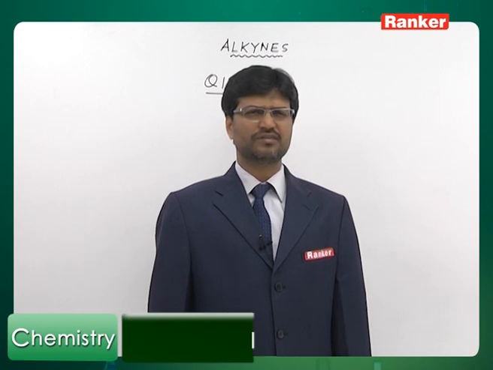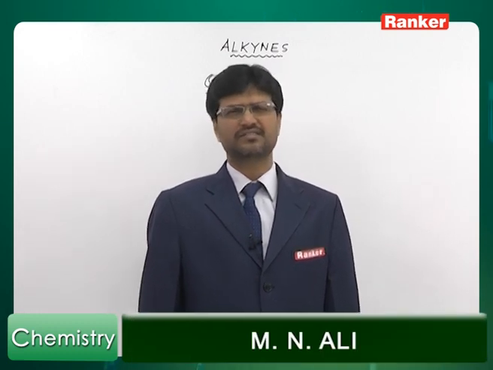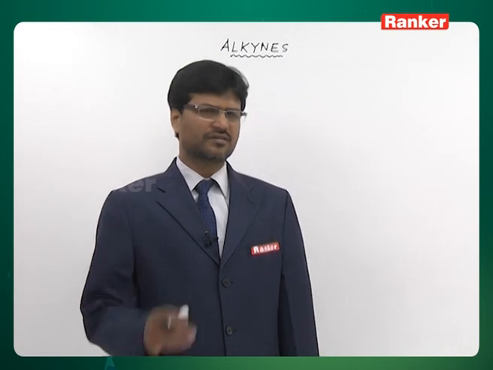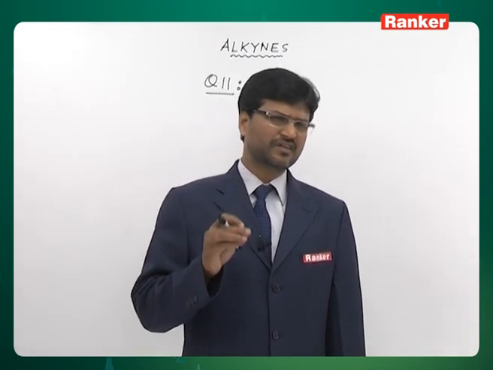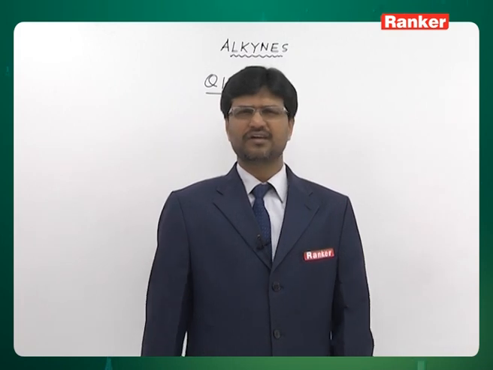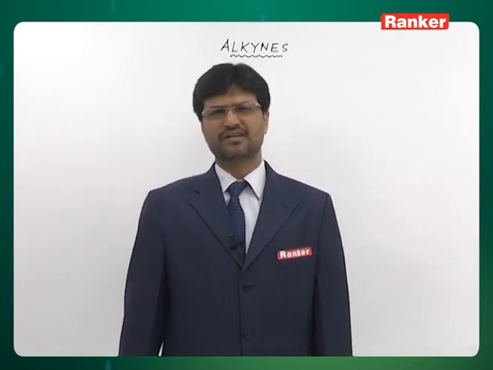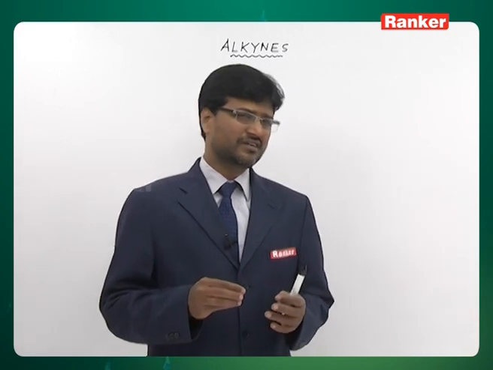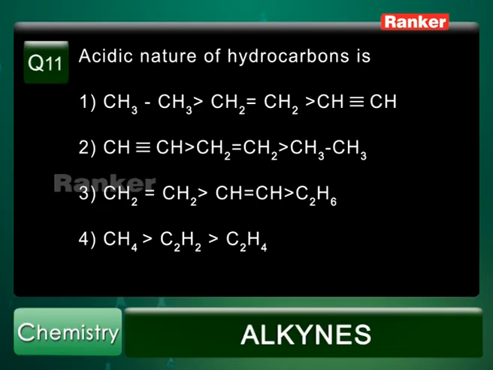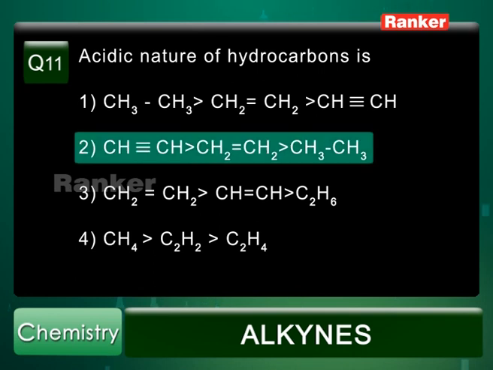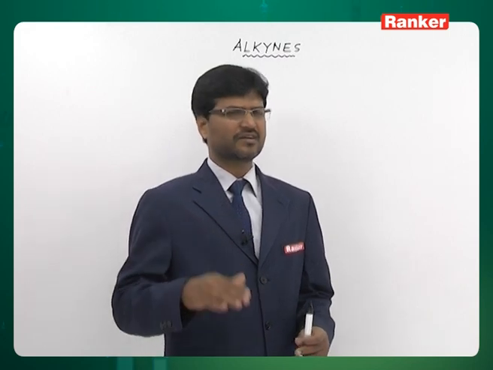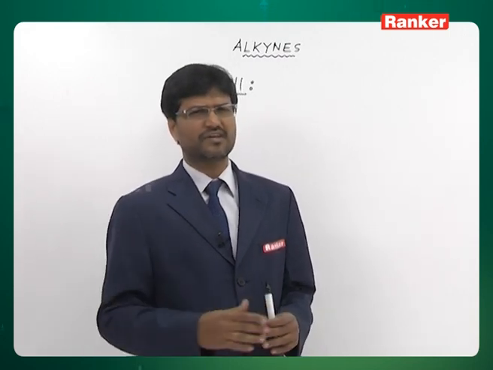See, acidic nature depends upon the electronegativity of carbon to which hydrogen is attached, and electronegativity is highest when the hybridization is sp. So the order of electronegativity of various types of carbons is sp greater than sp2 greater than sp3. A highly electronegative sp carbon can stabilize negative charge more efficiently. This negative charge generates due to loss of H as H plus. So the correct answer is the second option, ethyne greater than ethene greater than ethane. The reason is the greater electronegativity of sp carbon when compared to sp2, and sp2 is more electronegative than sp3.